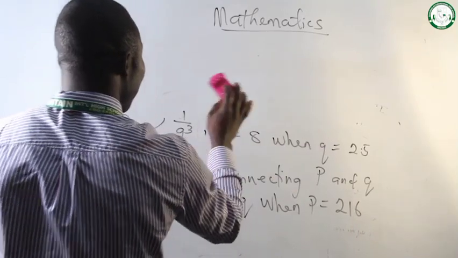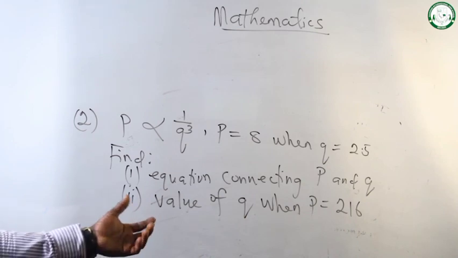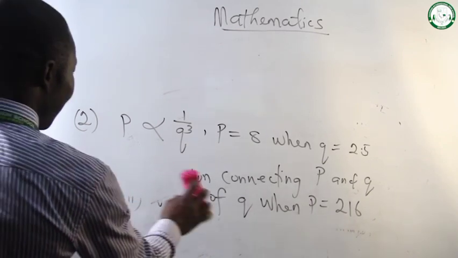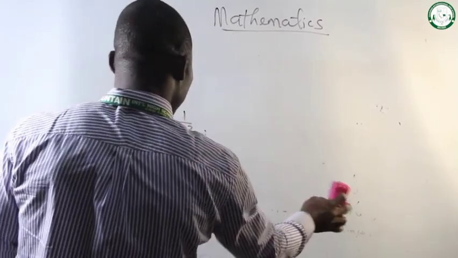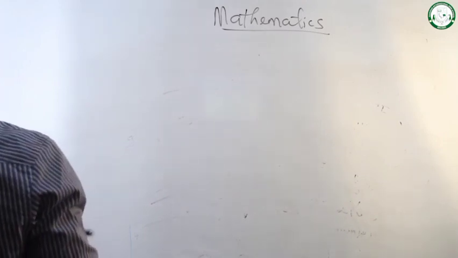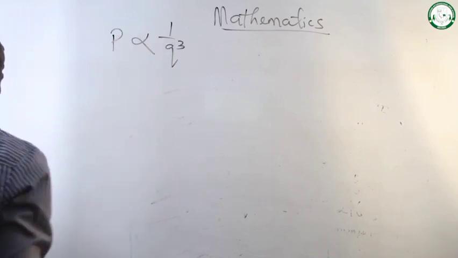The question says P varies inversely as Q raised to power 3. P equals 8 when Q equals 2.5. We have to find the equation connecting P and Q, likewise the value of Q when P equals 216. So let's try to solve this question. Also, the question says P varies inversely as Q raised to power 3.